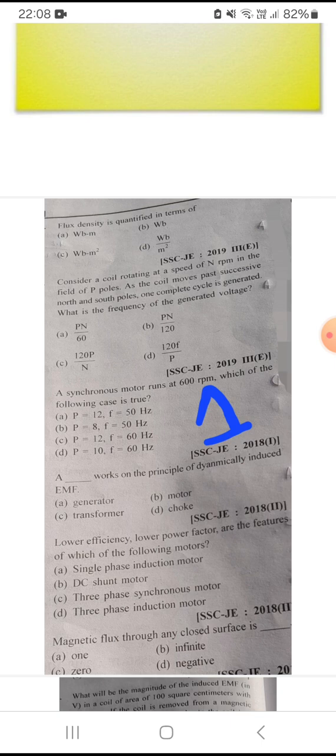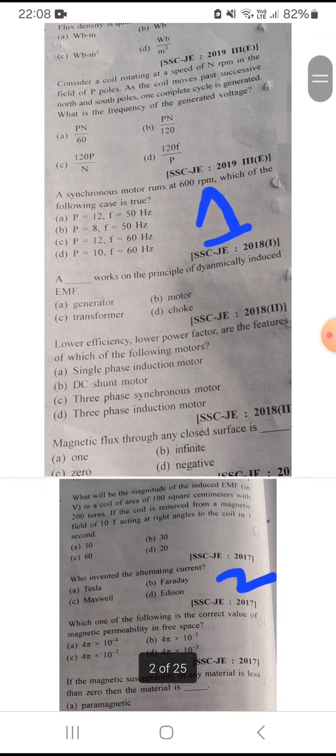Next, lower efficiency and lower power factor are the features of which of the following motors? That is the single phase induction motor, DC shunt motor, three phase synchronous motor, three phase induction motor. Option A, that is the correct answer. Single phase induction motor is the correct answer.